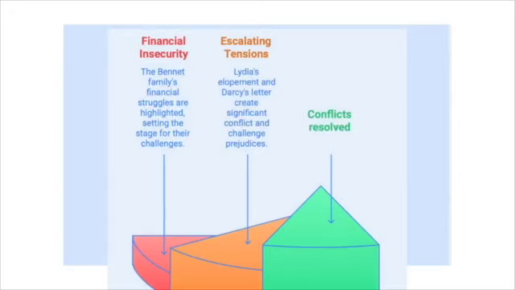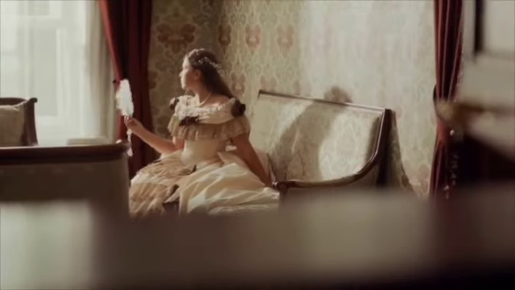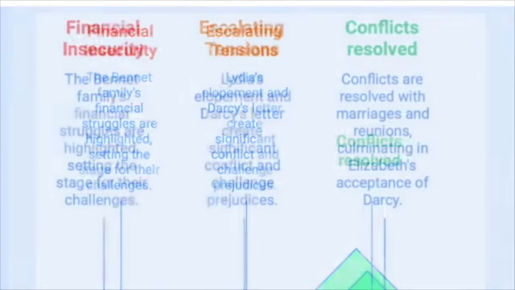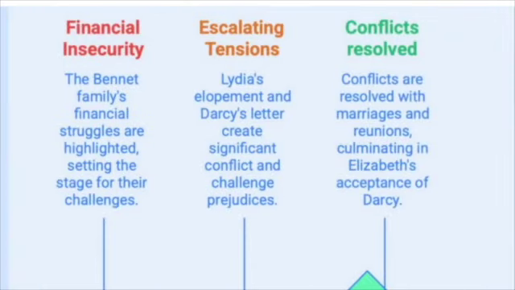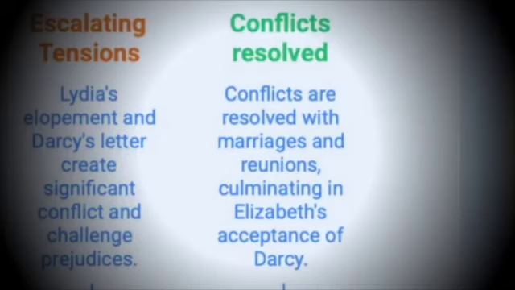In Volume 2, tension escalates through Lydia's elopement with Mr. Wickham and the revelation in Darcy's letter, which challenges Elizabeth's prejudices. The third volume resolves conflicts thanks to Darcy's intervention, leading to Lydia's marriage, Jane's reunion with Bingley, and Lizzie's acceptance of Darcy's proposal.